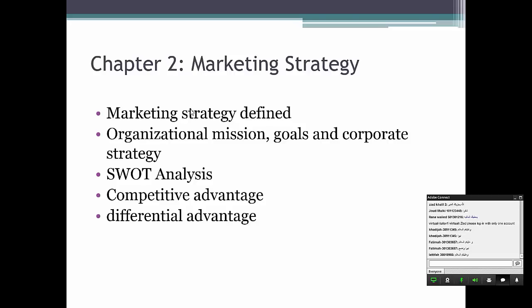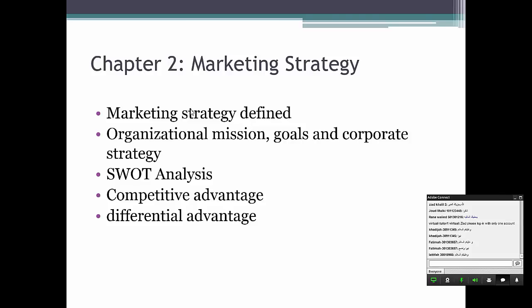So today, inshallah, we will have the second chapter, chapter 2 in marketing module. And chapter 2 is related to marketing strategy. Today we will have the big picture of the marketing activities. As you know that when you want to start any new job or any new project, then you need first of all to make your strategy, or at least plan for the execution of this project.